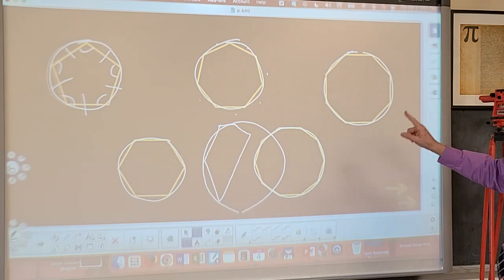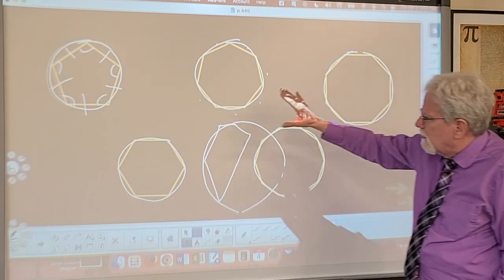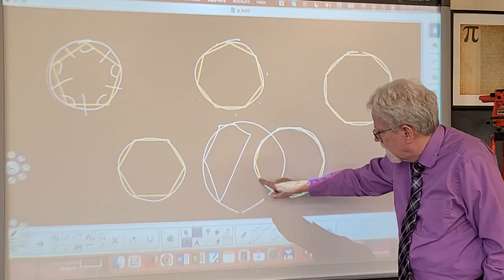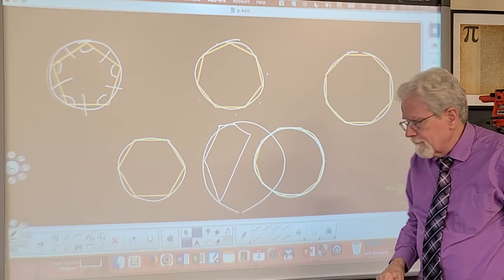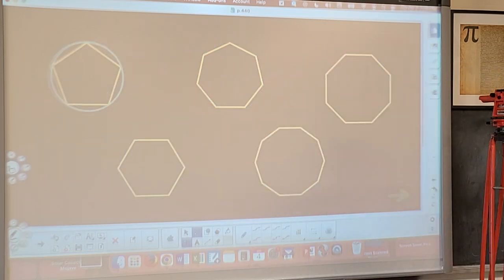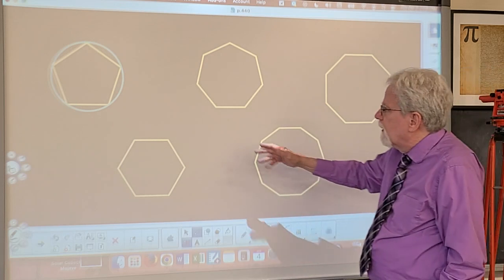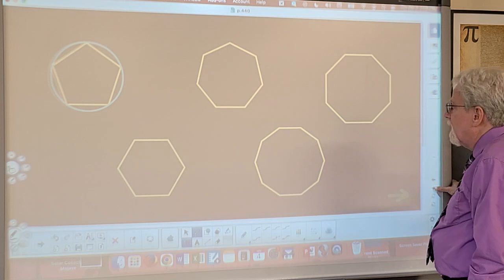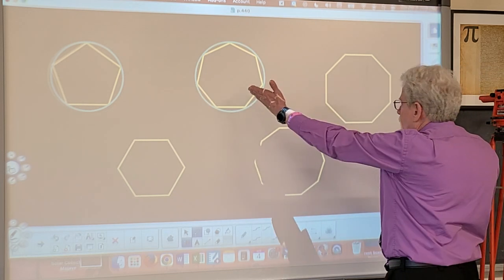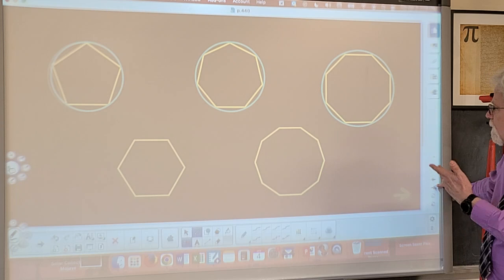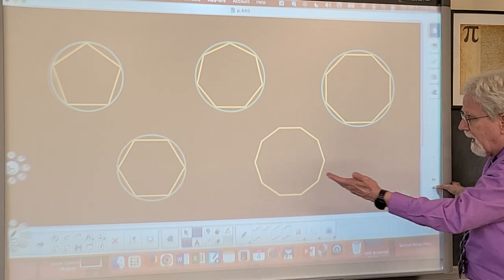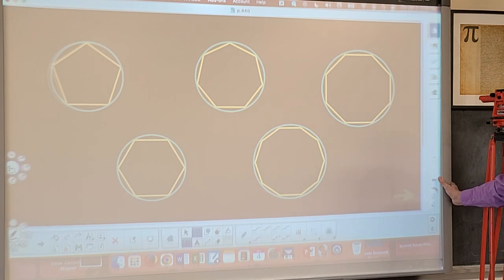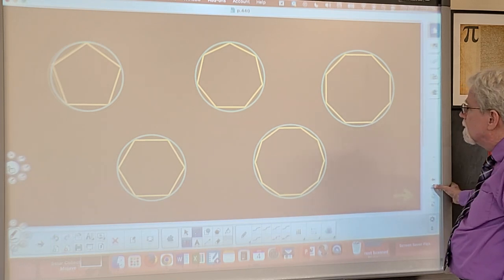Now, also notice, the more sides the polygon has, the closer the polygon gets to looking like a circle. Interesting. Now, here I've done it for you. Forgotten that I had this in my file. There's a circle circumscribed around a pentagon, a heptagon with 7 sides, an octagon, a hexagon, and a decagon. All of these can have circles circumscribed around them because they're regular polygons.